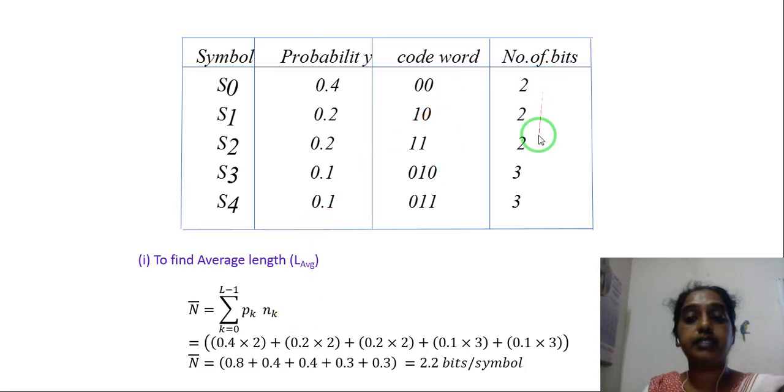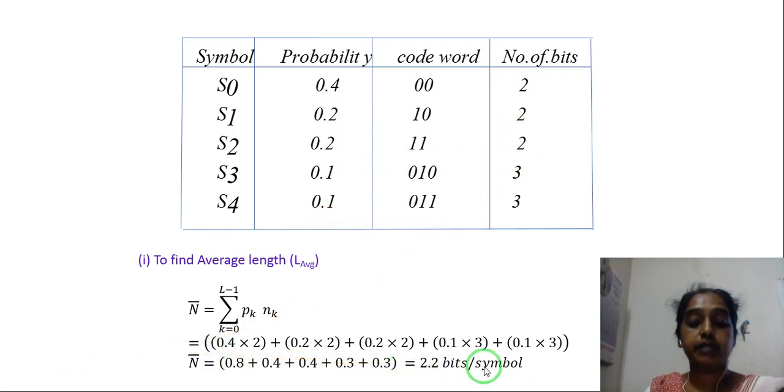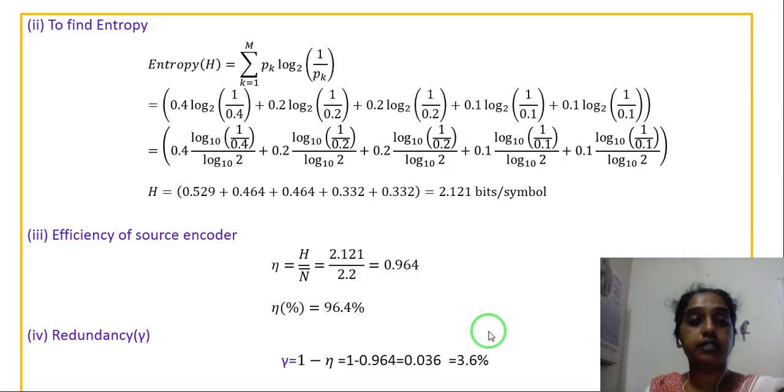Next, we are going to list the number of bits. First, we are going to calculate the average length. It is given by n bar is equal to summation k equals 0 to L minus 1 of pk into nk. So for the first one, we have the probability 0.4, number of bits 2. For 0.2, number of bits 2; 0.2, number of bits 2; 0.1, number of bits 3; 0.1, number of bits 3. So it has been calculated as 2.2 bits per symbol.